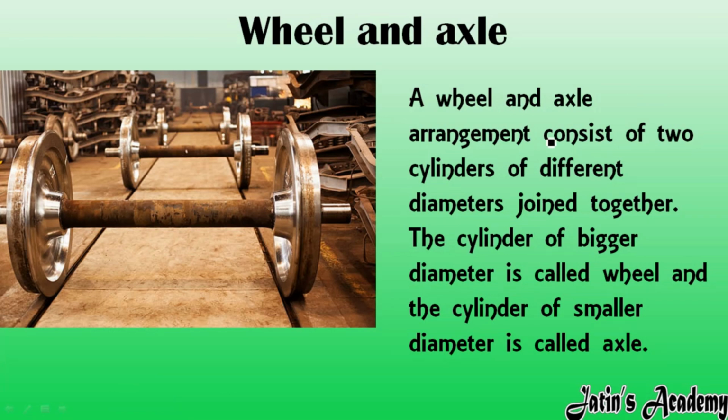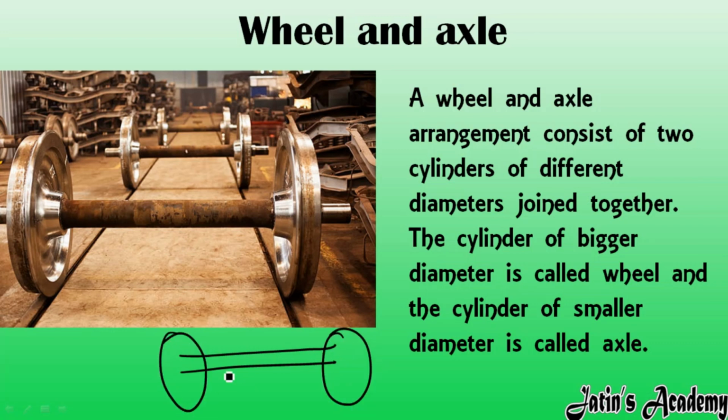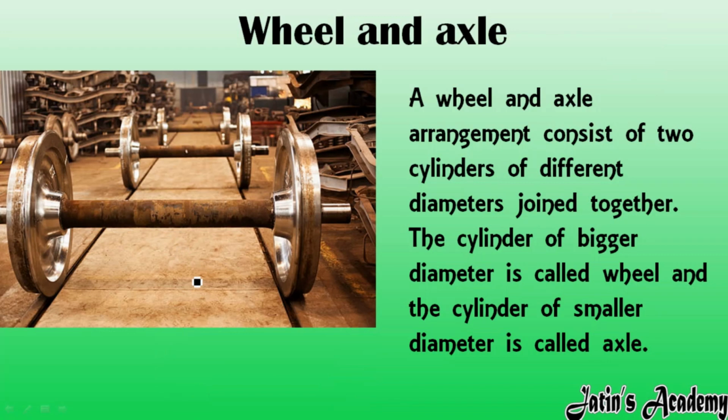Next, a wheel and axle arrangement consists of two cylinders of different diameter. How two cylinders? See carefully. First, we are having this one. In between two wheels, one cylinder we are having, and here also this circular part is of cylindrical form. Actually, a cylinder is in this form, like this. This is a form of cylinder. So this is a cylinder, this is also a cylinder. Means in a wheel and axle arrangement, we are having two cylinders but with different diameters.